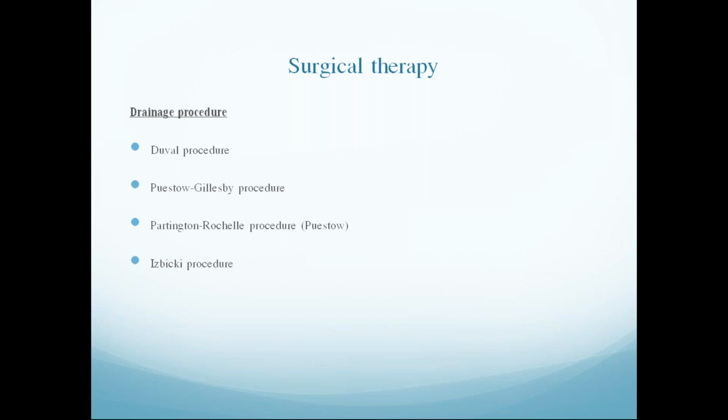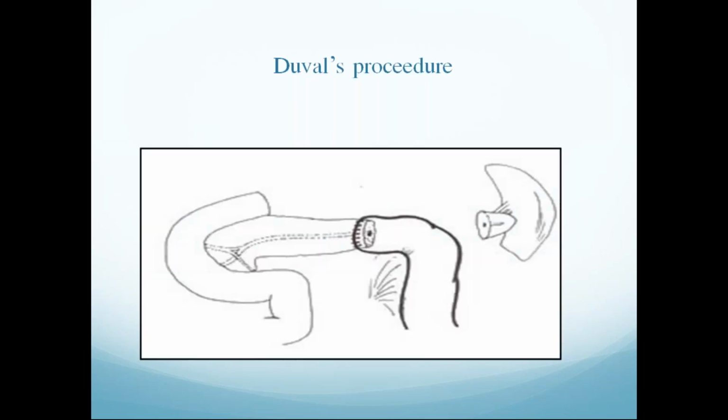What are the surgical therapies? That is, drainage procedures of the pseudocyst of the pancreas: the Duval procedure, Puestow-Gillespie procedure, Partington-Rochelle procedure, and Izbicki procedure. These are the procedures. Just remember the names, and you need not go into detail. The other procedures are resection procedures, which include Whipple's procedure, Beger's procedure, distal pancreatectomy, and total pancreatectomy. So among drainage procedures, this is the Duval procedure. In brief, just remember the names of the procedures. You need not go into details of the types of the drainage procedures.